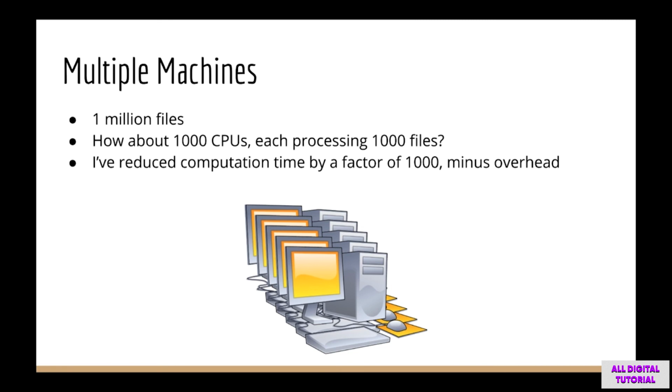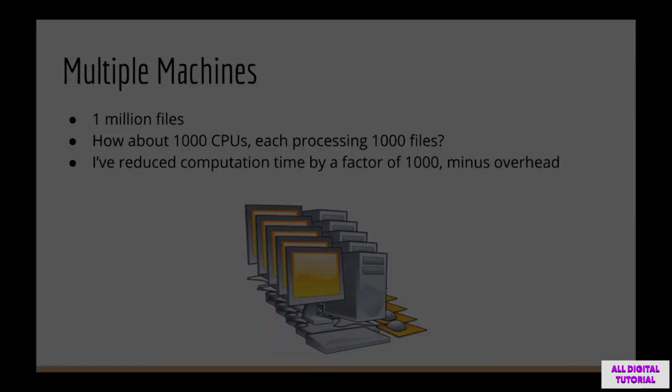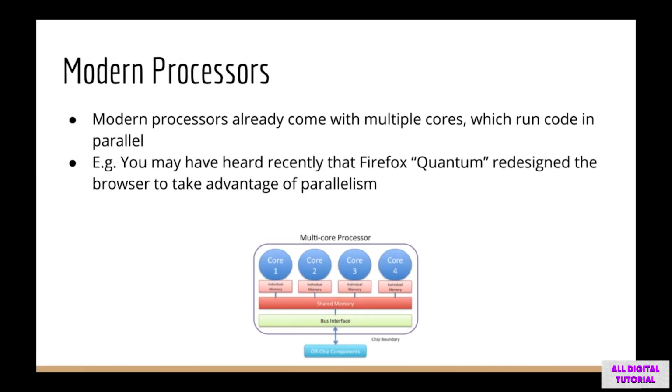These days, a popular method is to use multiple machines. So I can have 1,000 CPU cores, each responsible for 1,000 different files. In this way, I've reduced my computation time by a factor of 1,000, minus any overhead for coordinating each worker machine. But we don't even have to go that far. As you might already know, your computer, if it's reasonably modern, already has multiple cores which can run code in parallel. So while you might only have one machine, you can still take advantage of the multiple cores that exist inside it.